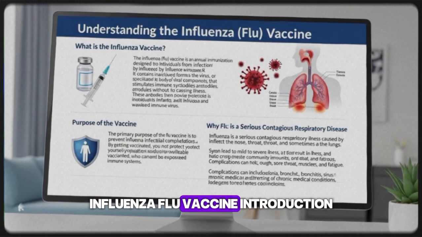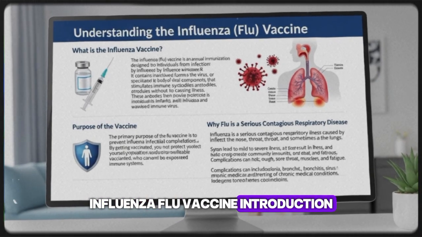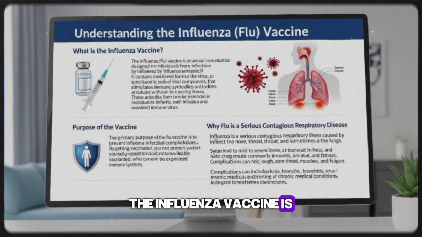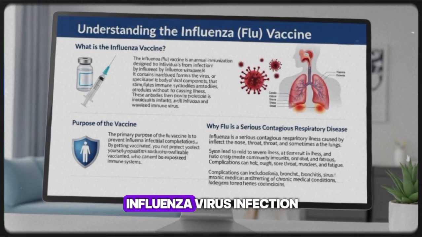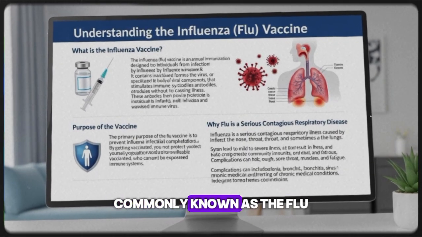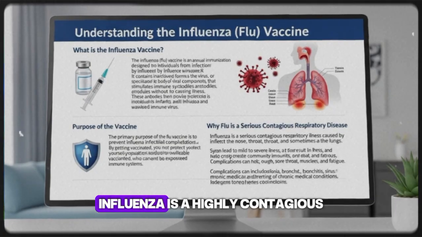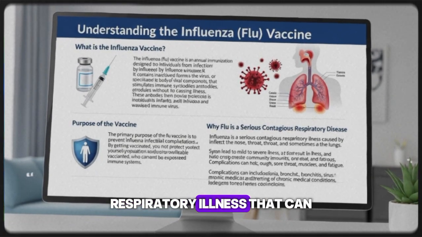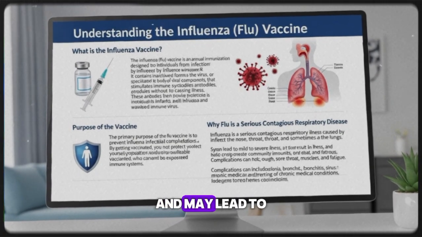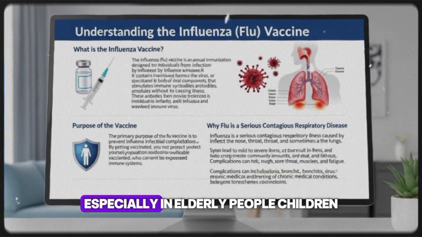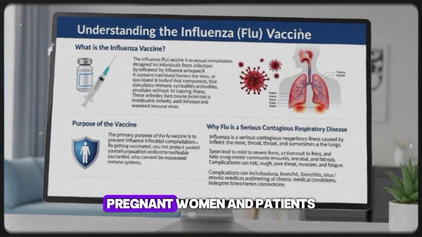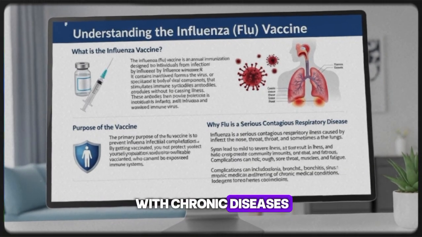Influenza, flu, vaccine. Introduction. The influenza vaccine is a preventive vaccine used to protect against influenza virus infection, commonly known as the flu. Influenza is a highly contagious respiratory illness that can cause mild to severe disease and may lead to serious complications, especially in elderly people, children, pregnant women, and patients with chronic diseases.